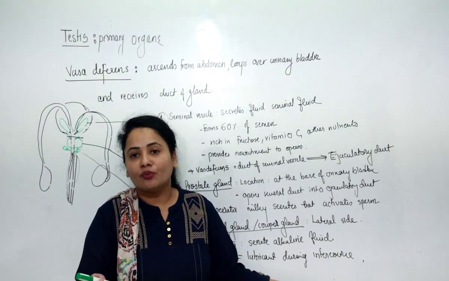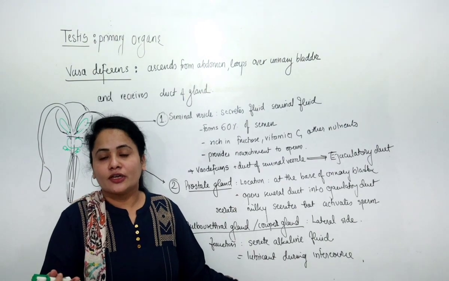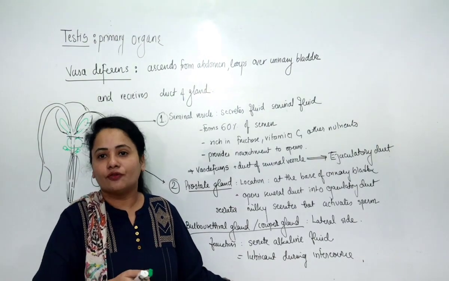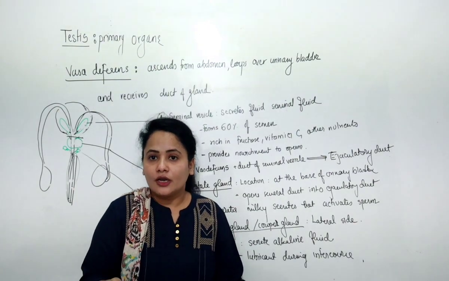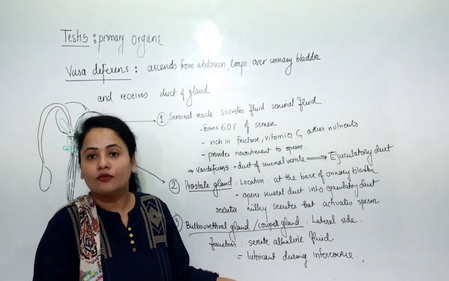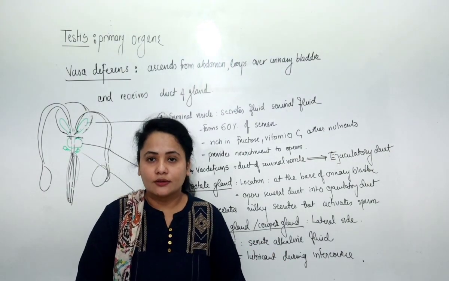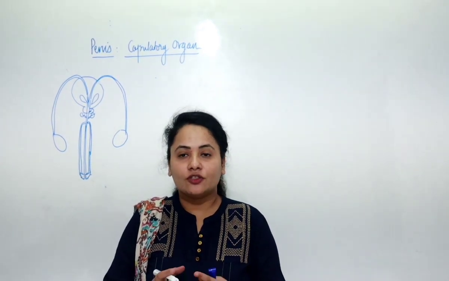Whenever there is a movement during intercourse, friction takes place, and that secretion resists friction. Whose secretion resists friction during intercourse? Let me tell you, that is the function of the bulbourethral gland, which is also known as Cowper's gland. Now next, after the vas deferens and the ejaculatory duct.